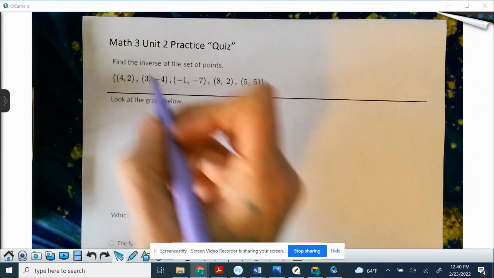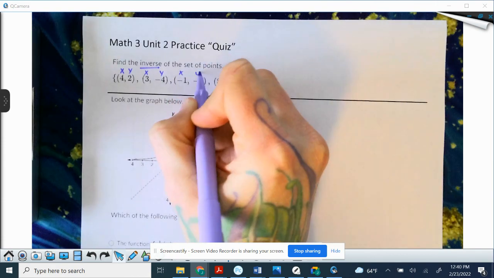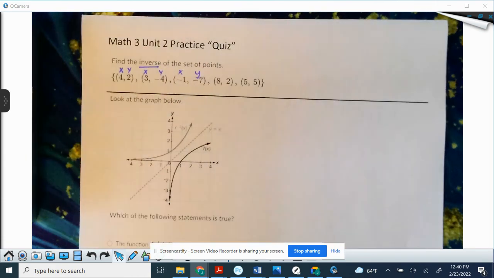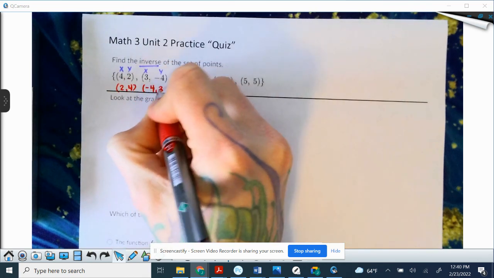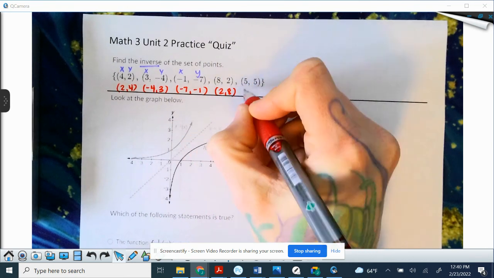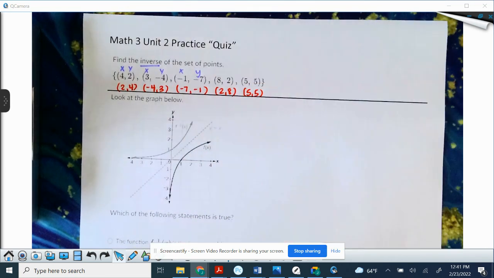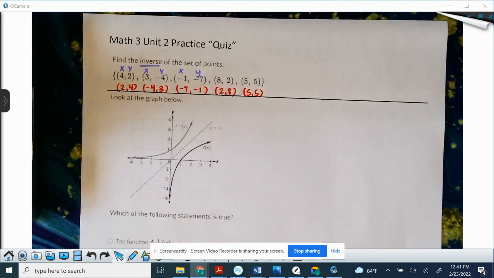So inverse, so this is x, y, x, y, x, y. Your inverse is just that they flip, especially when it's a list of coordinates. So the inverse coordinates would be 2, 4, negative 4, 3, negative 7, negative 1, 2, 8, and in this case 5, 5. That 5, 5 looks not the same, but the x's and y's switch spaces. So it's to the right 5 first and then up 5. I guess it is the same, still the same, but theoretically x and y have flipped.